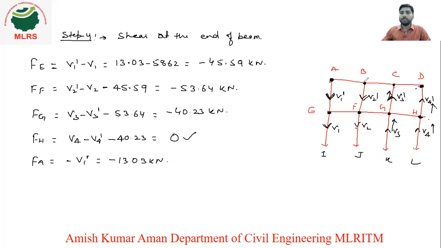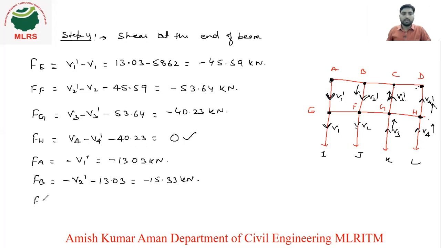Now coming to joint B. At this joint also you can see V2 dash is going away from the joint, right? So we take it with the sign minus V2 dash. Along with that we need to keep the value we got here, repeating the same value with the same sign, minus 13.03. If you calculate, you will get minus 15.33 kilonewton.